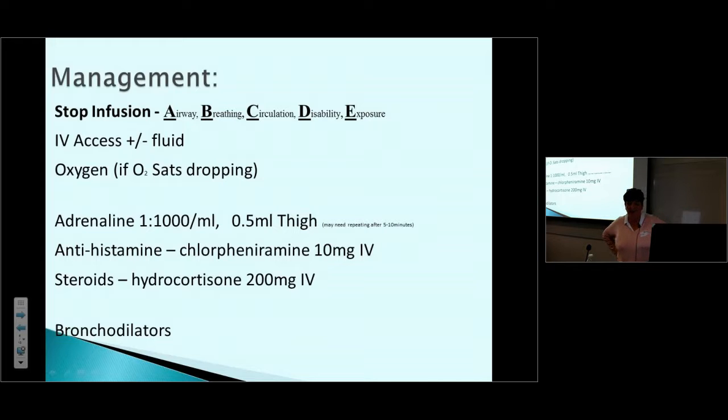What am I going to do then? I've stopped the infusion. I'm assessing. The patient is feeling poorly. She's very frightened. Her chest is getting tight. What are we going to do next?